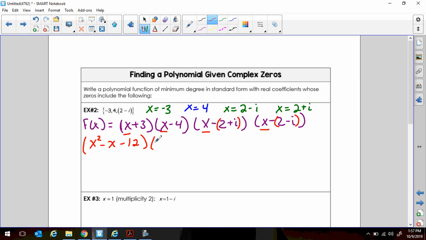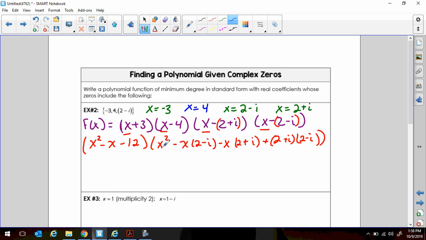X times x is x squared. My outer two terms is x times negative 2 minus i, so it's negative x times 2 minus i. And then my inner two terms is going to be negative x times 2 plus i. And then my last two terms are going to be positive 2 minus, oh okay, well it's going to be negative and a negative is a positive. And then I'm going to actually just multiply it again, 2 plus i, and then 2 minus i. Okay, because they're not the same term, otherwise I would just square it, but they're not actually. This we have to FOIL again.